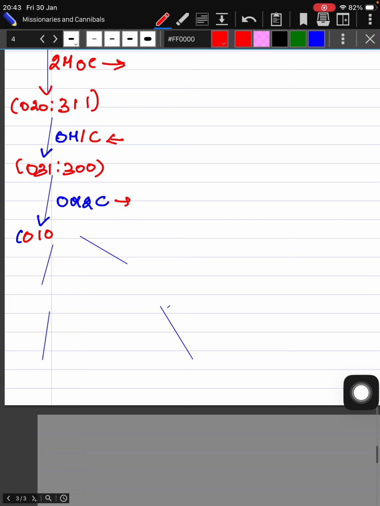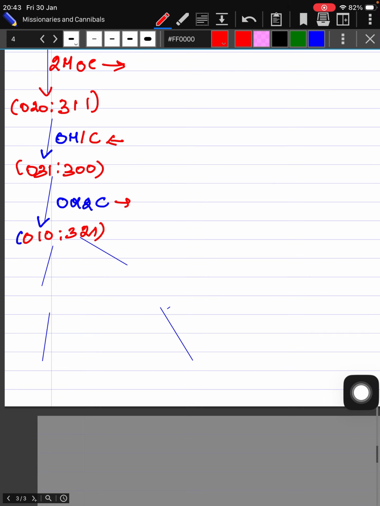Right, 0, 1, 0 colon 3, 2, 1. Okay. Now I have 2 possibilities here. I've drawn the arrow because I don't want to waste my lecture time. It will be easy for you. Right? I'll experiment with 0 missionary, 1 cannibal from right to left.